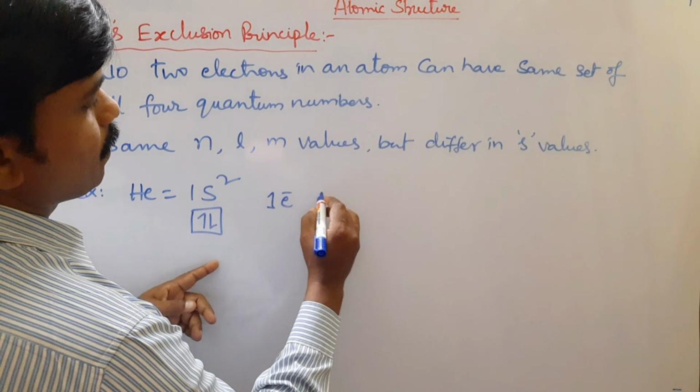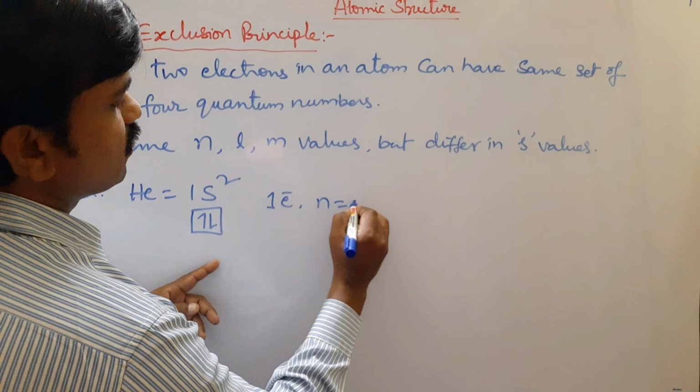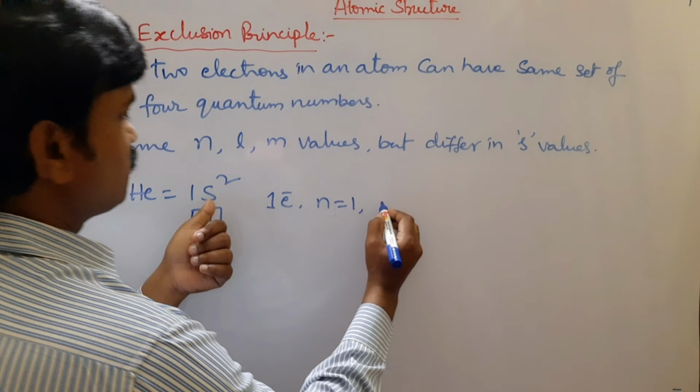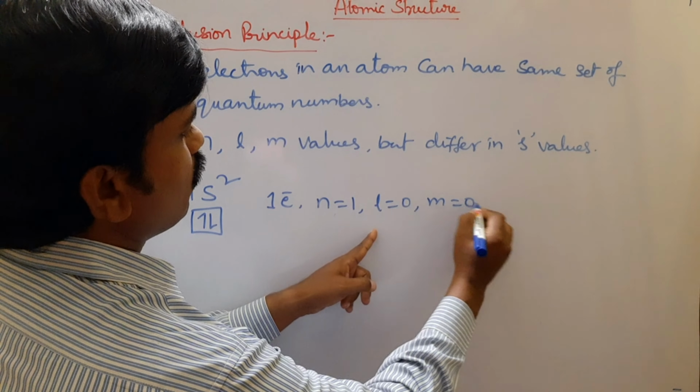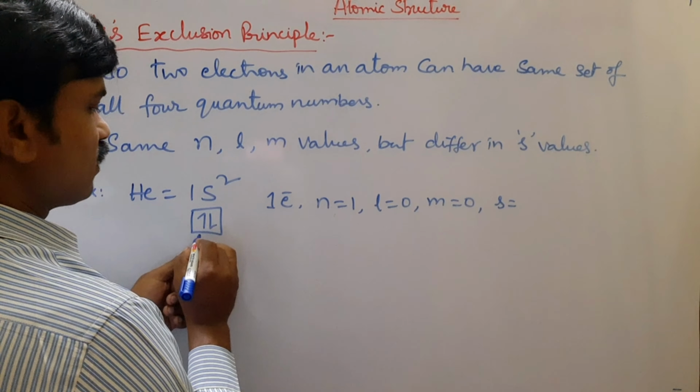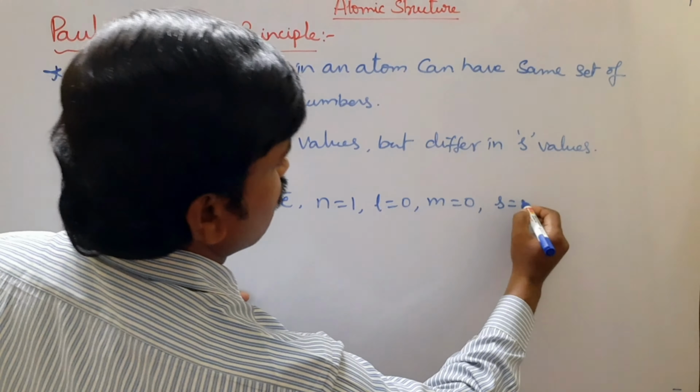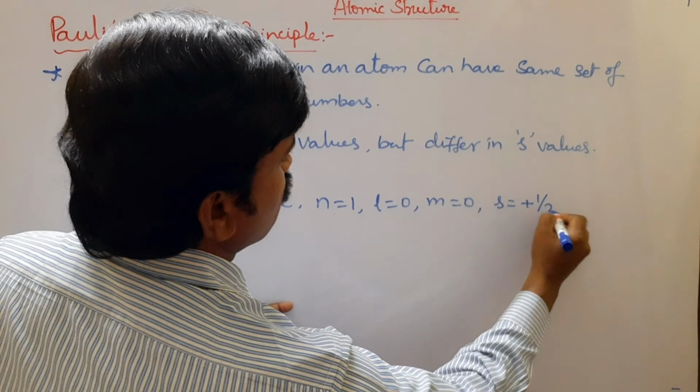For the first electron, principal quantum number n is equal to 1. Azimuthal quantum number l value is 0. If l value is 0, m is also 0. But the spin quantum number value for the first electron, it is in the upward direction. That's why the spin value is plus 1/2.